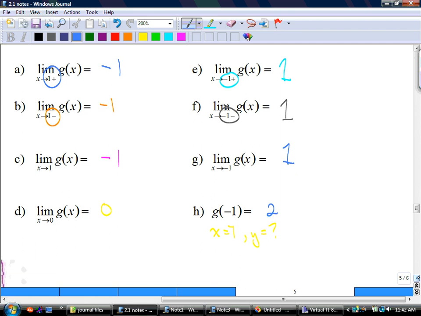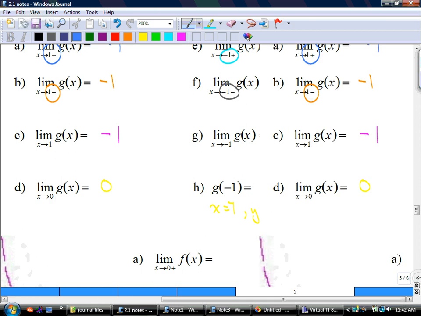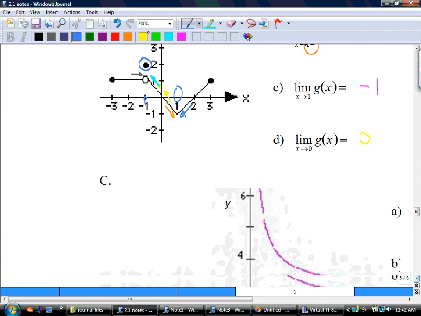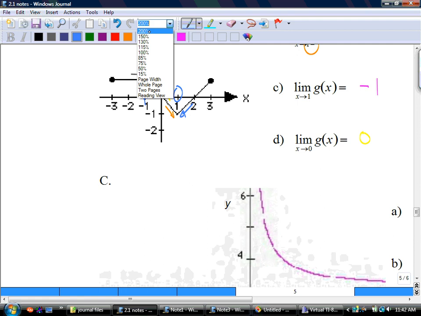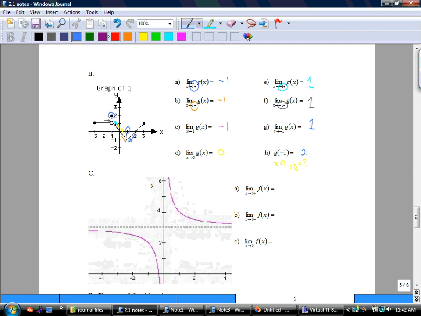Okay, see if you can do the next ones. The limit as X approaches 0 from the right. Look at the picture. As X approaches 0 from the right, the graph gets really close to... What? Anywhere. For A? So just start somewhere on the right. How about right here? Because it says plus. Start on the right-hand side of 0 and go back towards 0. So, to infinity and beyond.